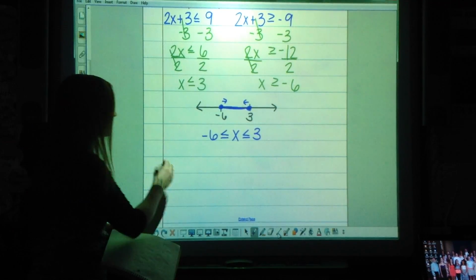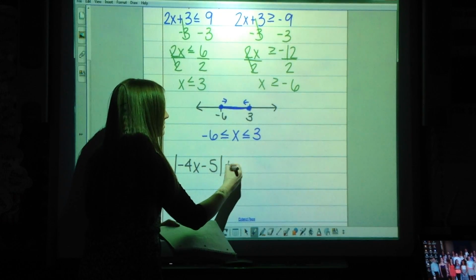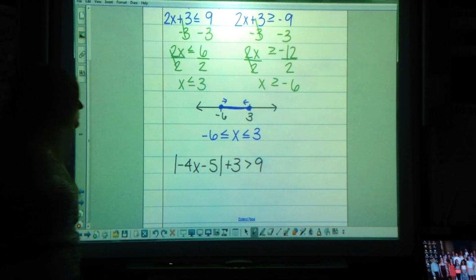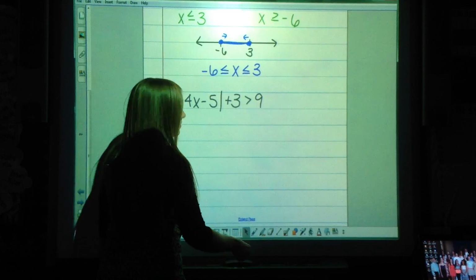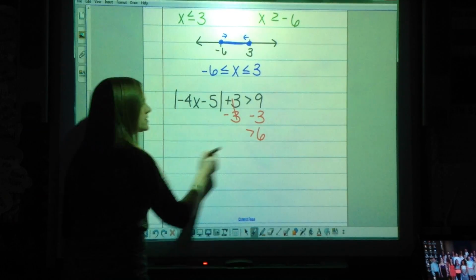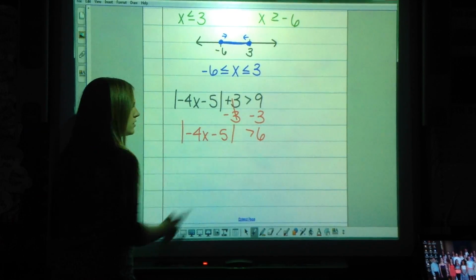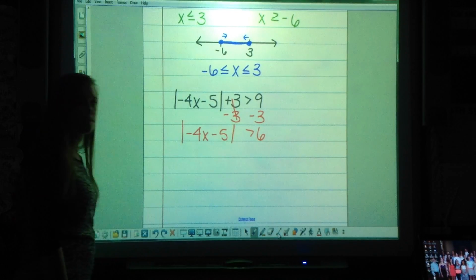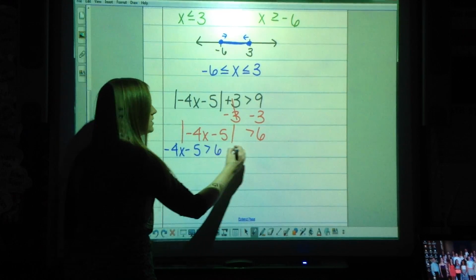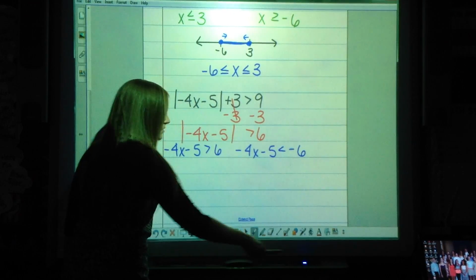Next, we have the absolute value of negative 4x minus 5 plus 3 is greater than 9. Push pause and try this now. Okay, before we can split this, you have to get the absolute value bars by itself on the left side, so I brought the 3 over. Now that the absolute value bars are by itself, I can split the problem into two inequalities. The first inequality looks the same. The second inequality, you flip the inequality symbol and make your answer negative.